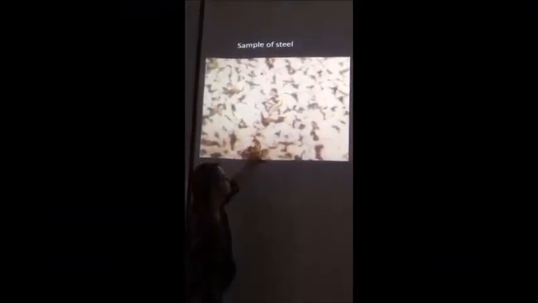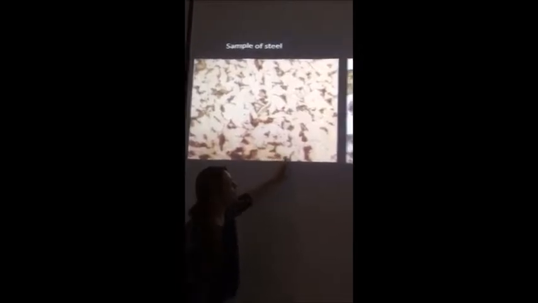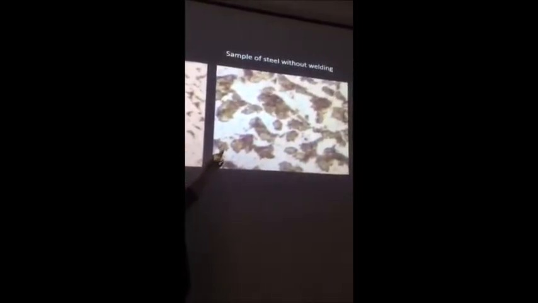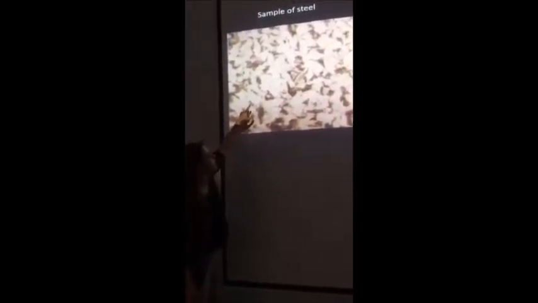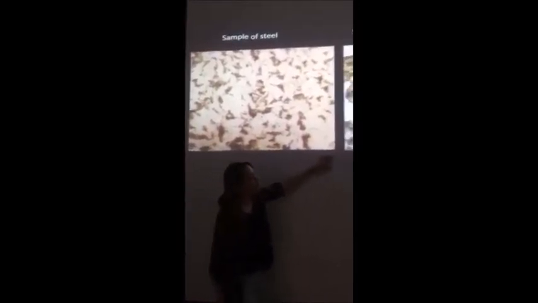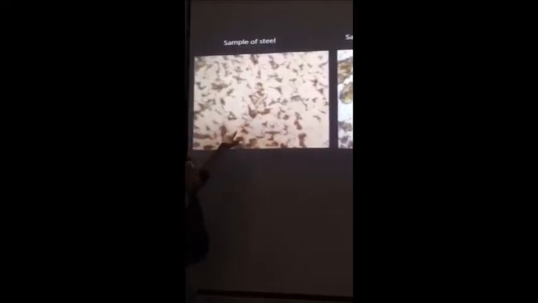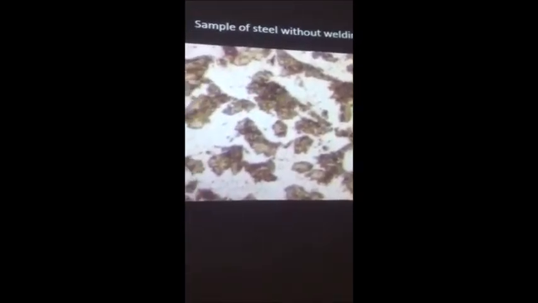Here we have the images of the metallographic results. The first one is with the welding part, and the second one is the sample of steel without welding. In the first image, we can see that we have more grains than in this one. So this means that because the number of grains is bigger than in this one, the hardness will be bigger.